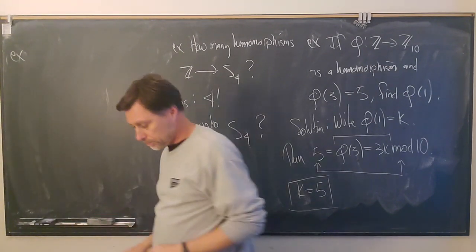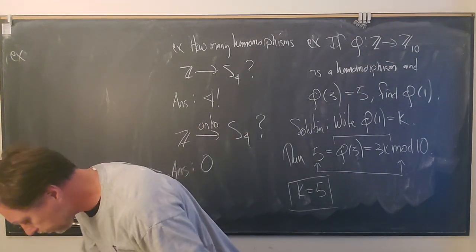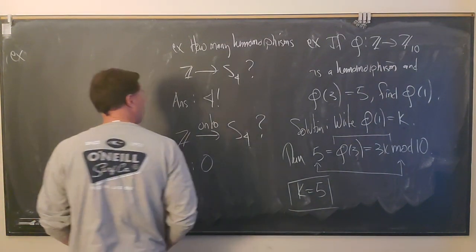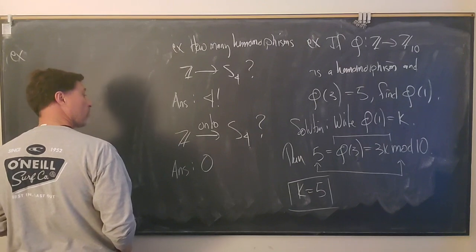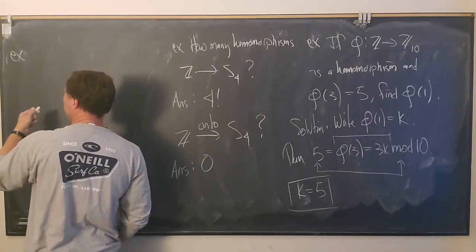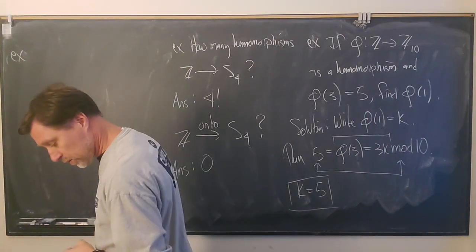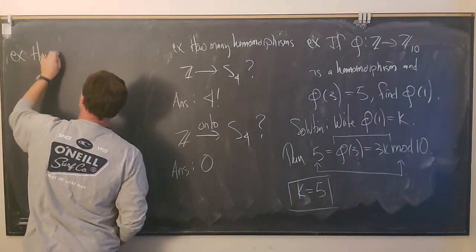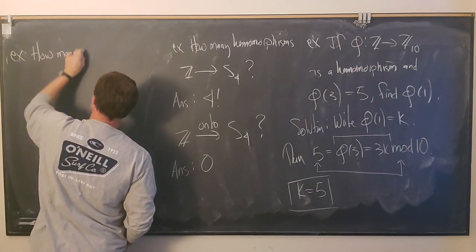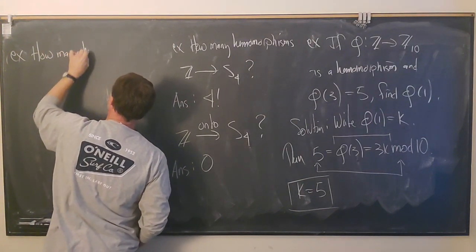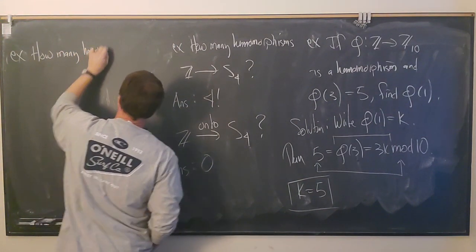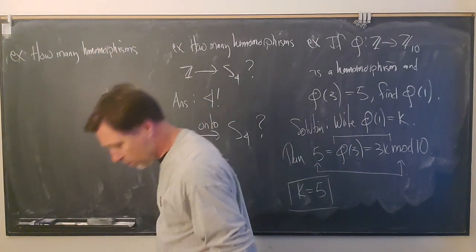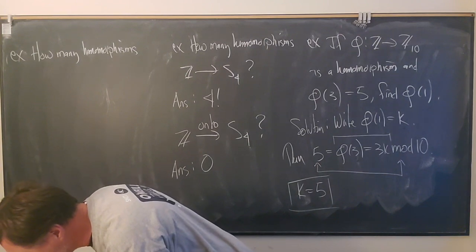And next example. Okay, so we've been looking at homomorphisms from Z to various other groups. Now let's look at finite cyclic groups as our domain. So how many homomorphisms do we have? We're going to go from Z16 to Z12.